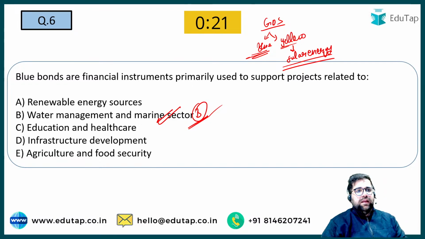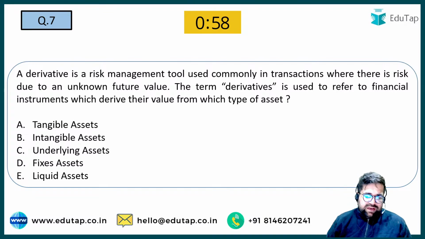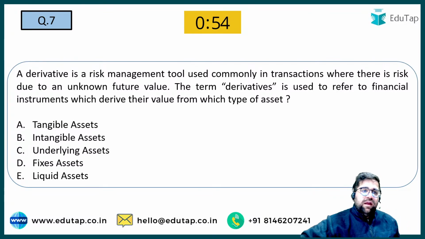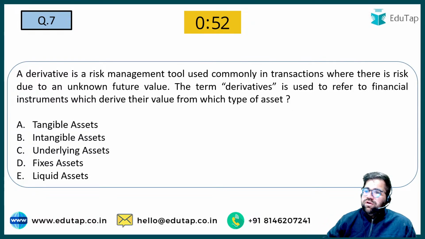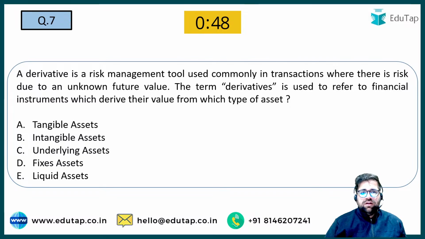Okay. Now let's move to question number 7. Now we are moving to derivatives. Again, a very famous chapter of finance, derivative. A derivative is a risk management tool commonly used in transactions where there is a risk due to unknown future value. The term derivative is used to refer to financial instruments which derive their value from which type of asset. So under derivative, you derive the value from the underlying asset.